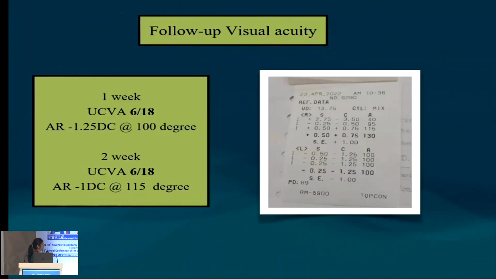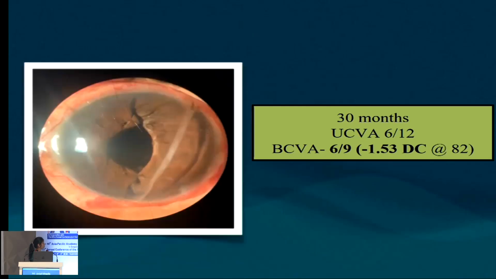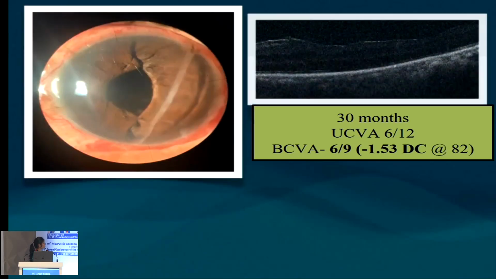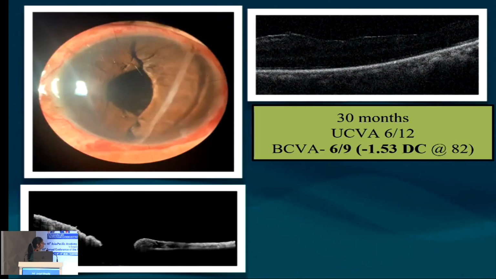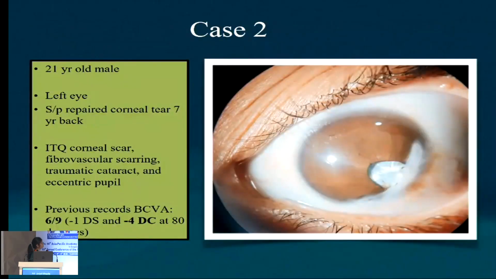Two-week post-op, vision improved to 6/18. At 30-month follow-up, the vision was 6/9 with 1.52 residual astigmatism. UBM confirmed a centered toric IOL with no tilt. Our second case was a 21-year-old male with post-traumatic corneal fibrovascular scar, cataract and eccentric pupil.